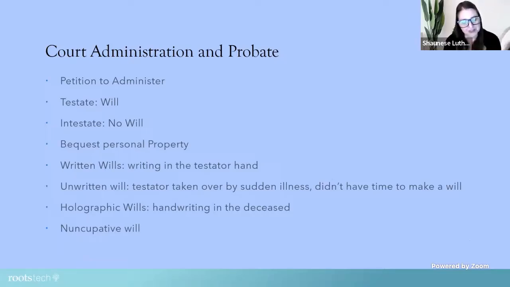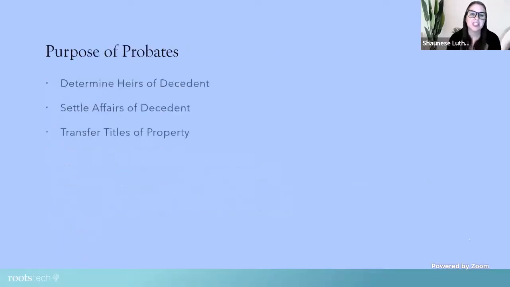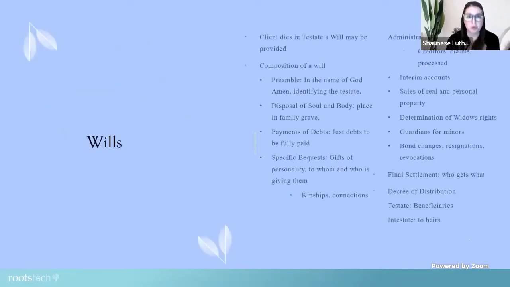So what is the purpose of a probate, though? To determine heirs of the decedent, settle affairs of the decedent, and transfer titles of property. Now, wills can be gold mines. I have seen many wills that have been a gold mine. As I mentioned before, if they died testate, they had a will.